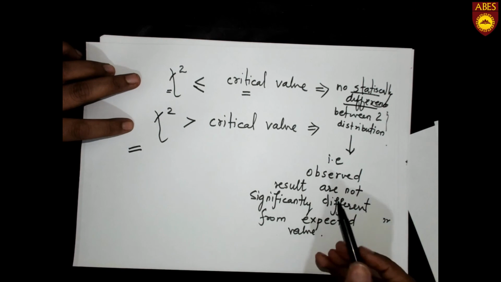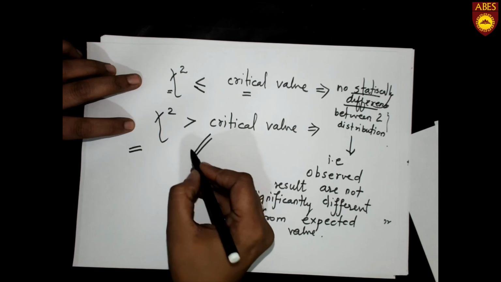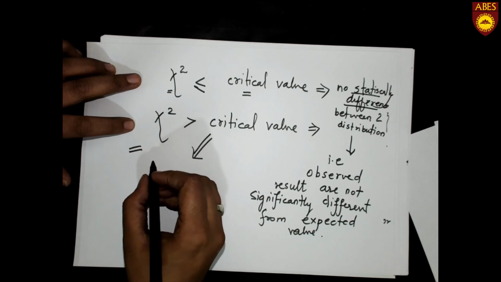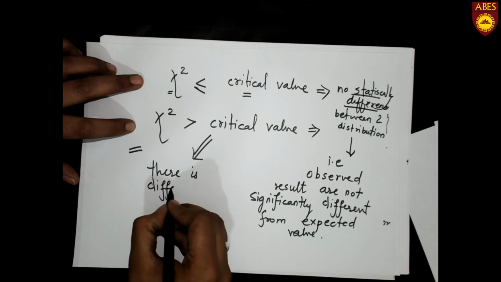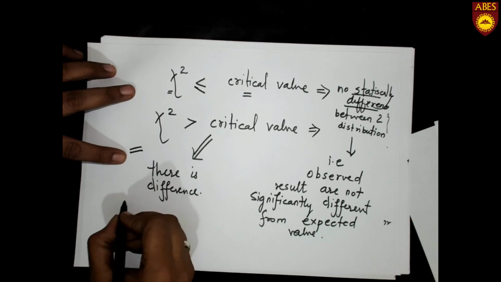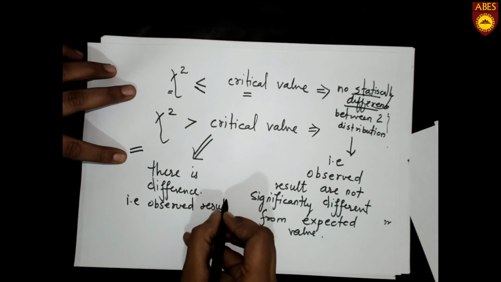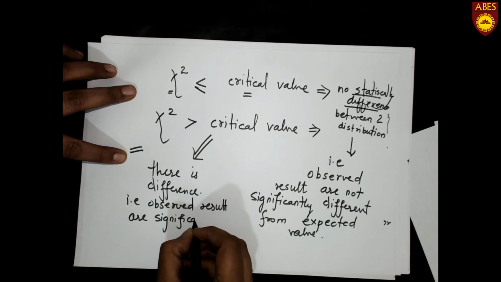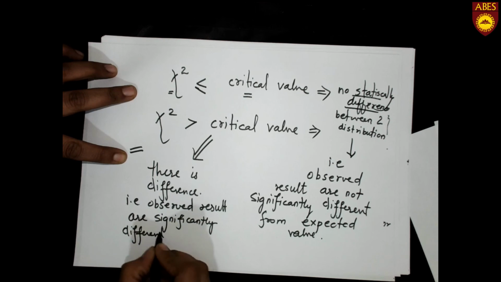Once the condition of chi-square less than critical value is clear, we can directly conclude that if I get chi-square greater than the critical value, then there is a difference. There is a difference means that my observed results are significantly different from the expected results.